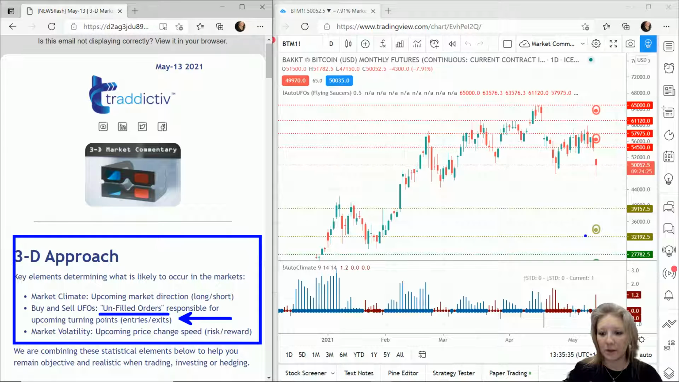So UFOs are these little flying saucers here. We have red ones and green ones. The green ones show us where we have buy orders. And why is that important? Because there's a whole bunch of buy orders.